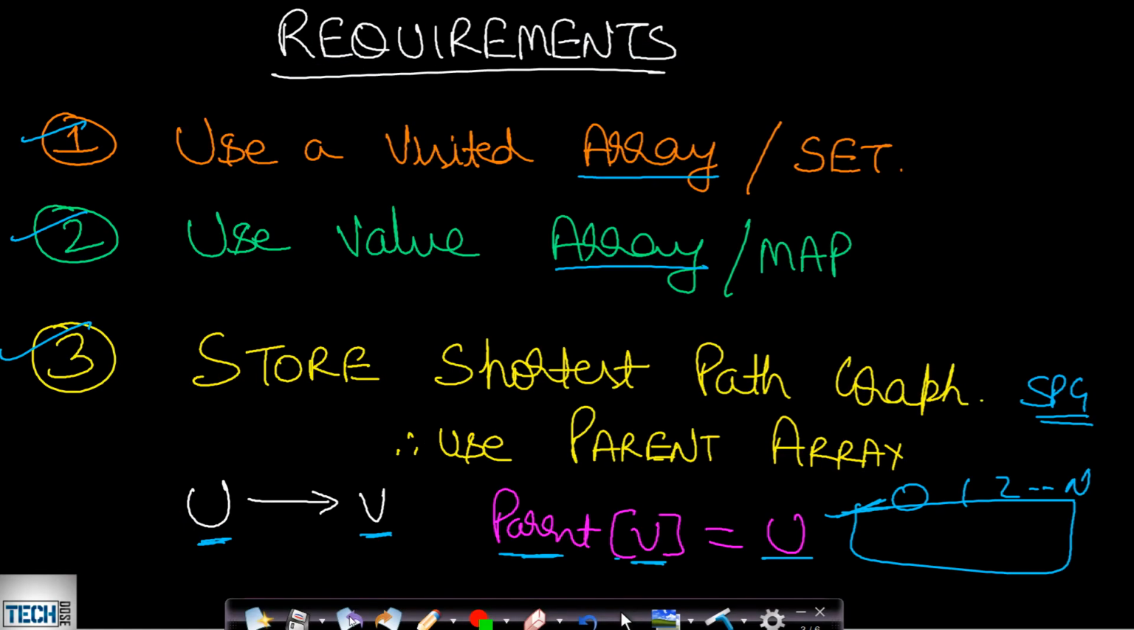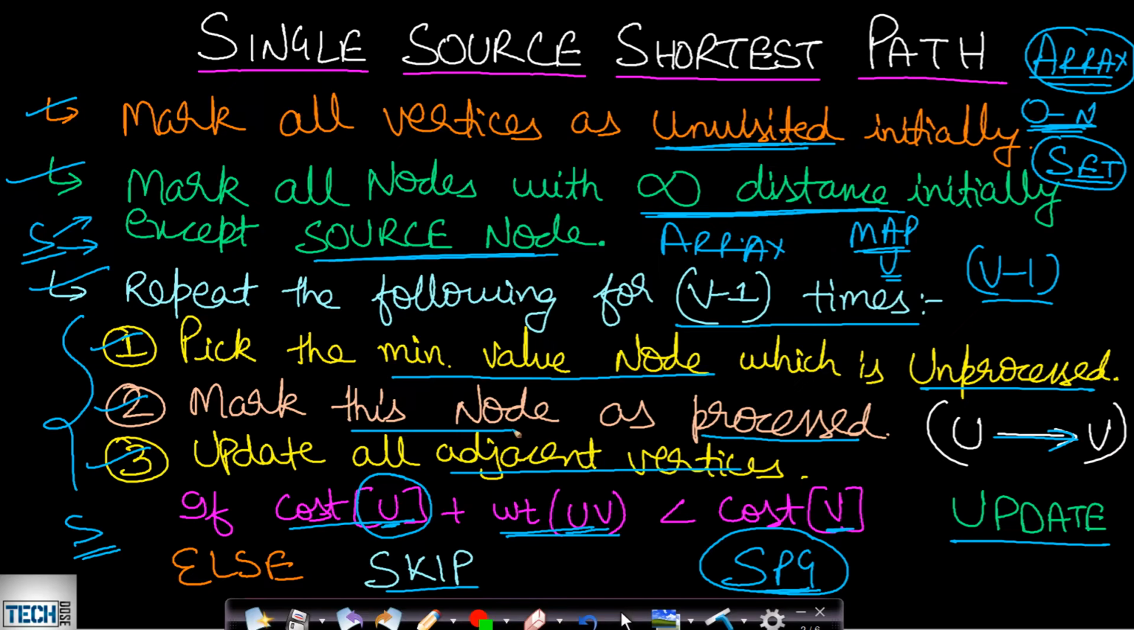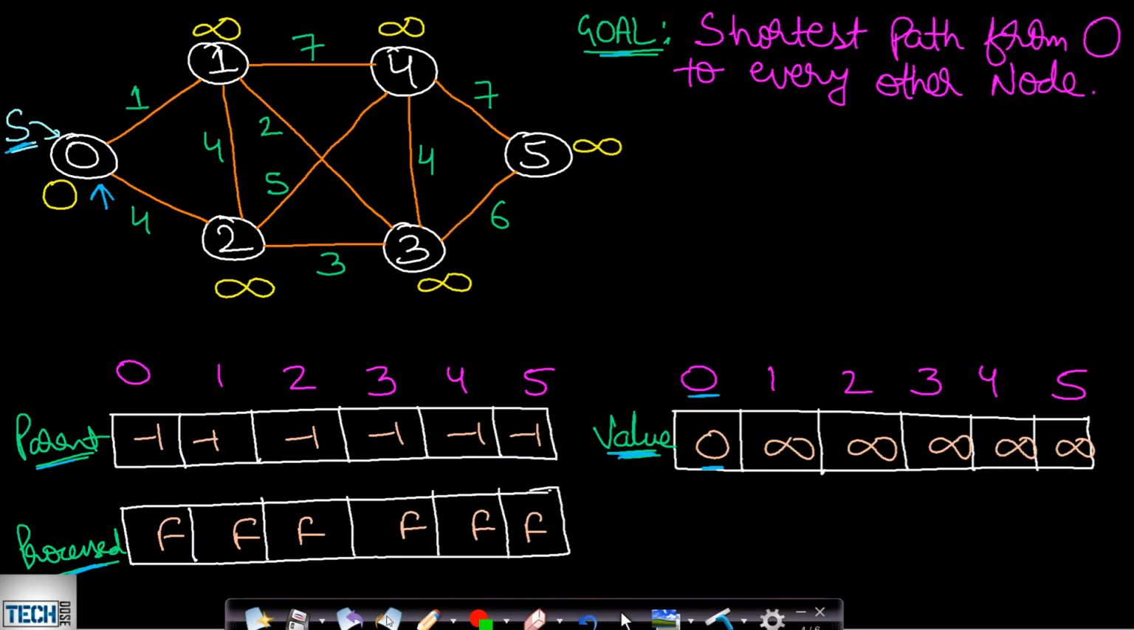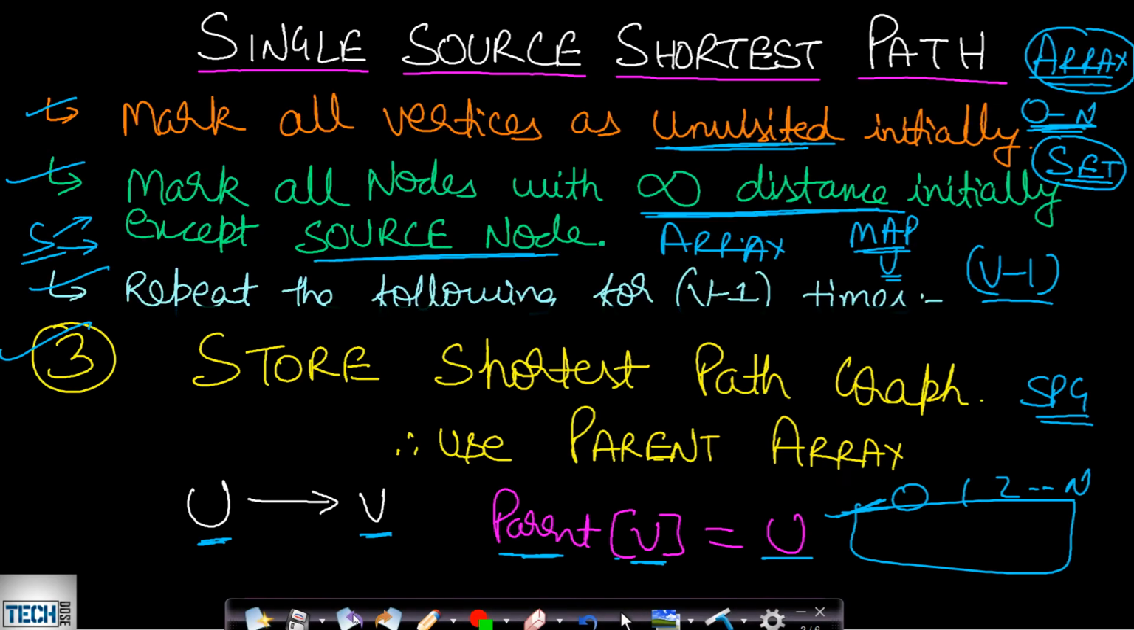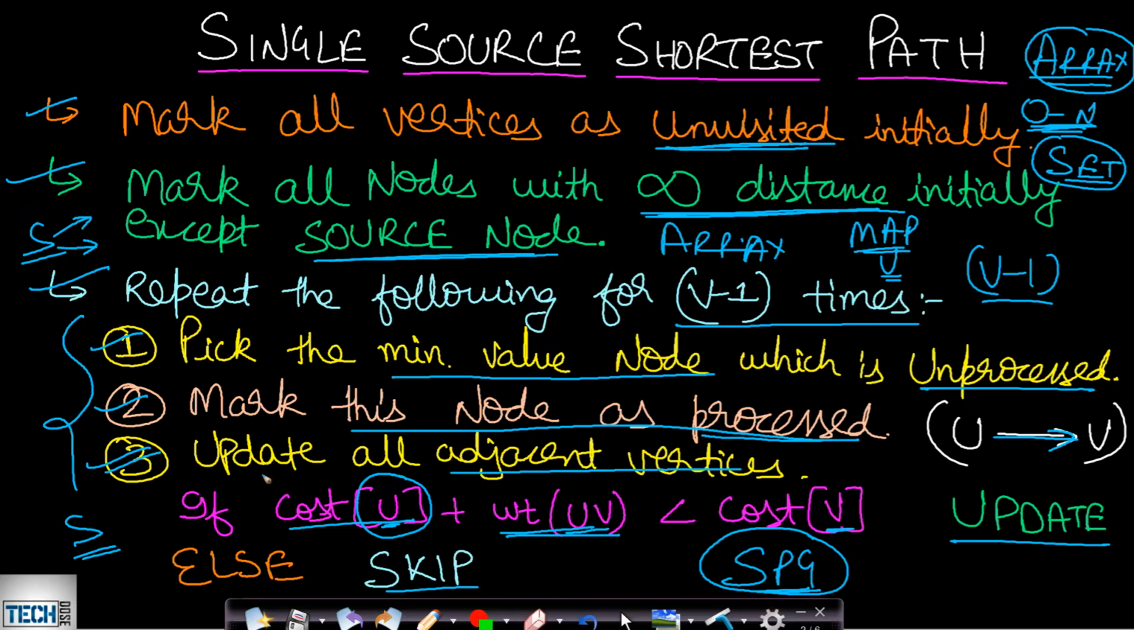Now what is the second step? The second step was to mark this node as processed. So we will go to the processed array and we will mark this node as processed. So we will make it true. Now we will move to the third step. So what is the third step? We will have to update all the adjacent vertices.